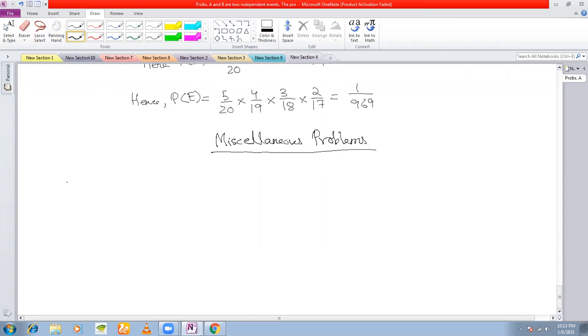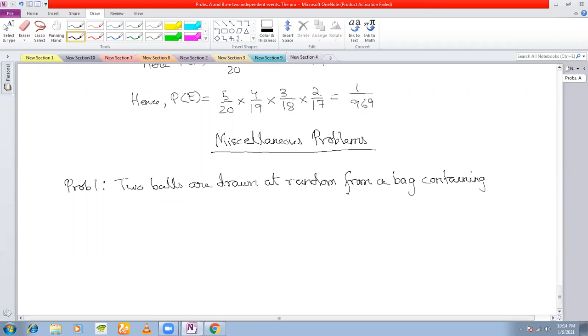Okay. So first, problem 1. Two balls are drawn at random from a bag containing 3 white, 3 red, and 4 black balls, one by one without replacement.